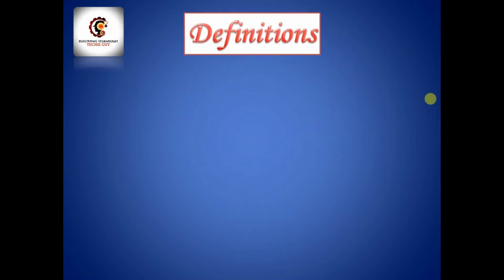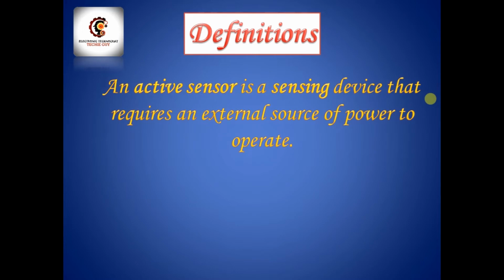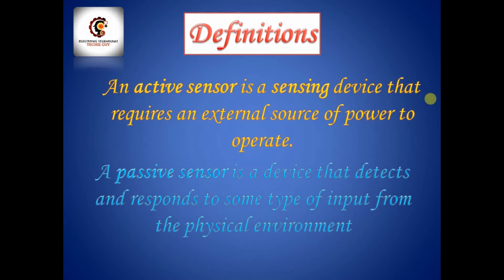Let's move on to the definition of active and passive sensors. The active sensor is a sensing device that requires an external source of power to operate. That's very logical. It doesn't have an internal source of power. It has to take the power from an external source, that is a battery or a solar cell or anything. A passive sensor is a device that detects and responds to some type of input from the physical environment. Remember the word physical: an environmental factor is given as an input to this passive sensor, and it will detect that and respond to it. Very simple. Let's move on.